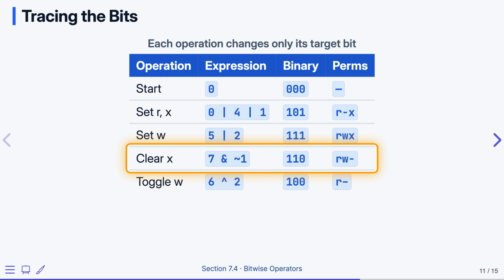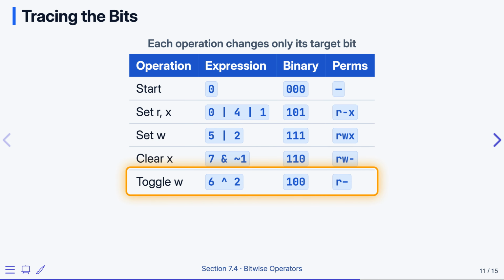Clear execute by ANDing with NOT 1, that is 7 AND 6, giving 110, rw-. Toggle write by XORing with 2, giving 100, r--. Read down the binary column. Each row differs from the one above it in exactly 1 bit.